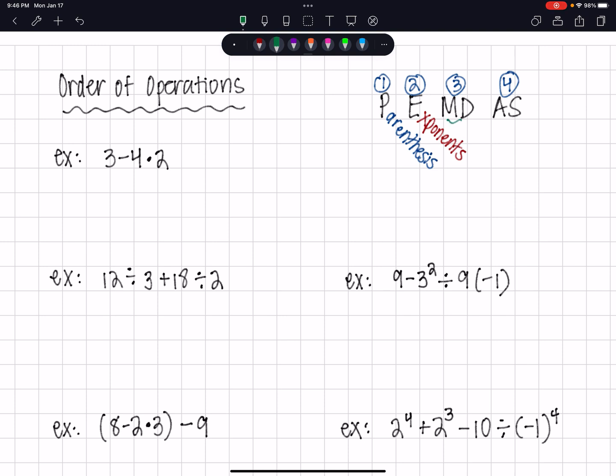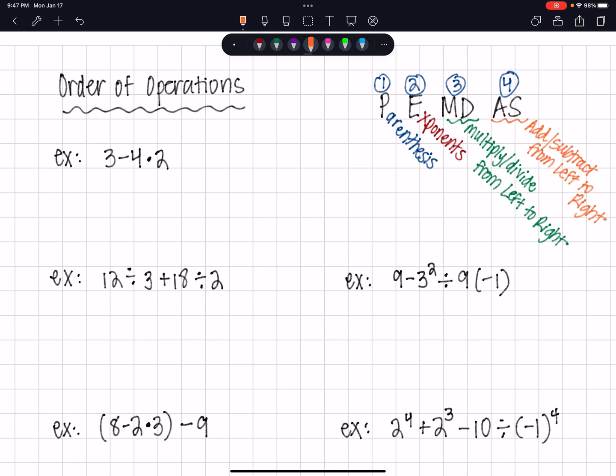And then we look at multiplication, division. So this is multiply, divide, but not in that order. You're going to multiply or divide from left to right. From left to right. And then our last step will be to look for addition, subtraction. So we'll add or subtract. Again, not in that order, but in the order from left. So it doesn't mean that addition comes before subtraction. It just means that we're going to add, subtract together, but we're going to go from left to right.